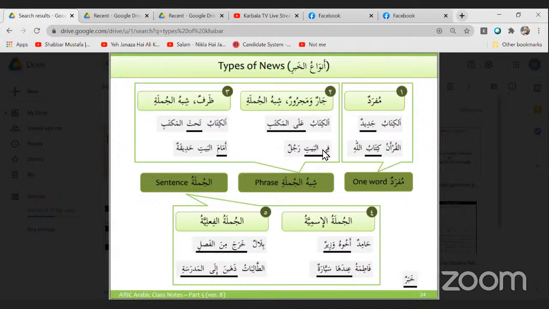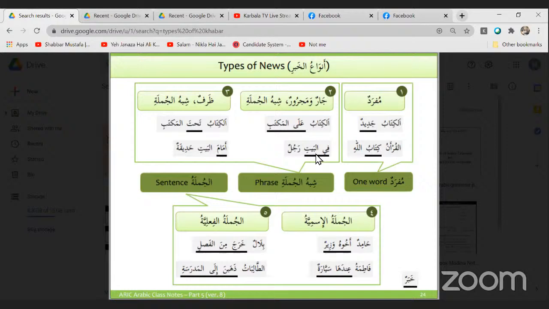So we know that this is normally, if you follow that ruling, the predicate. And rajulun is the subject, which has been postponed or delayed. Why? Because it does not have alif lam. This is an Arabic ruling. So if the subject comes without alif lam, then the predicate will precede it. Is that clear?